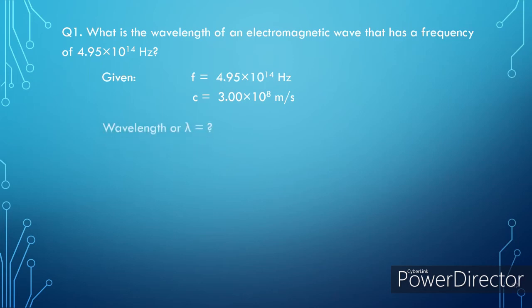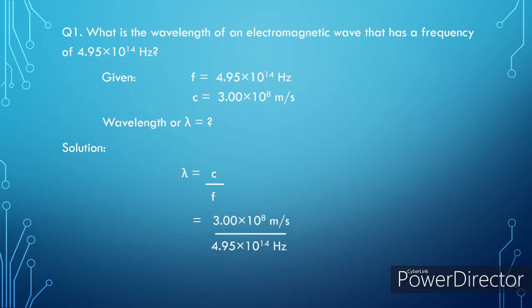So for the solution, we have wavelength equals the speed of light divided by frequency. We have to substitute the value of c, that is 3 times 10 raised to 8 meters per second, divided by 4.95 times 10 raised to 14 hertz, which is our value for f. And once we divide these values, our wavelength will be 6.06 times 10 raised to negative 7 meters.